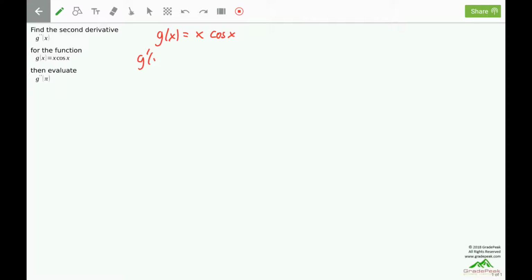So our derivative g prime of x will be the derivative of the first, derivative of x is a 1, times the second left alone, cosine x, plus the first left alone, x, times the derivative of the second. The derivative of cosine is negative sine. Leave its inside alone, then multiply by the derivative of the inside to complete the chain rule. Well, the derivative of x is just a 1, so that won't change it.